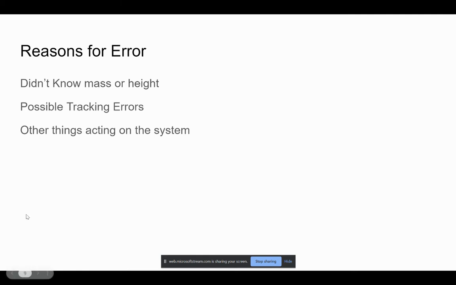Afterwards, we get a position-time graph that looks like this. As you can see, it didn't quite get to the 0 that we wanted. The reasons for this could be that we didn't really know the exact mass or height of the system, possible tracking errors by me, and there could be other things acting upon the system.